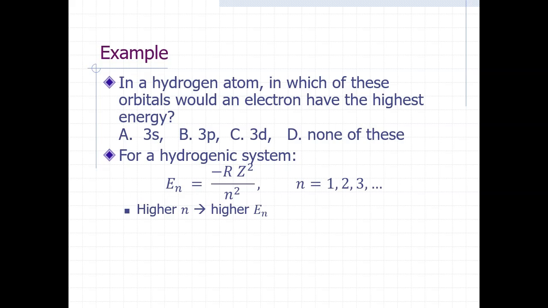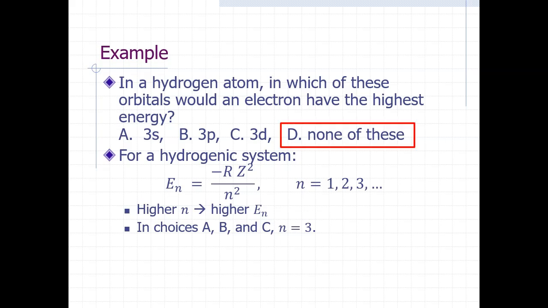If we look at choices A, B, and C, the orbitals given all have the same n. For these orbitals, n equals 3. These orbitals, 3s, 3p, and 3d, are degenerate. They are quantum states with the same energy. Therefore, the correct answer is choice D.